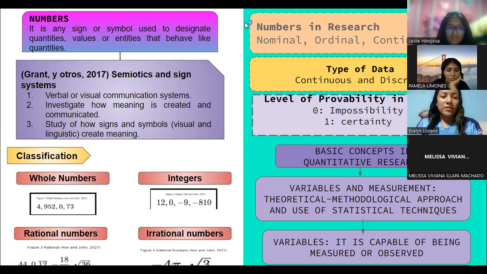Semiotics is the study of signs and symbols, their use or interpretation. It cares about all communication systems, whether verbal or visual. Semiotics investigates how meaning is created and communicated. Its origins are in the academic field. It is a study of how signs and symbols, visual and linguistic, create meaning. It is a way of understanding how the landscapes and culture we live in have an impact on us.